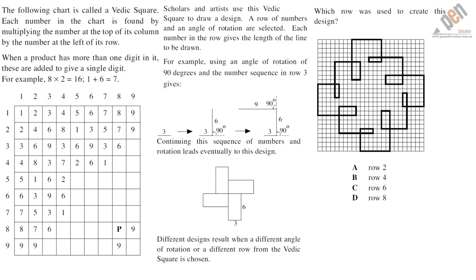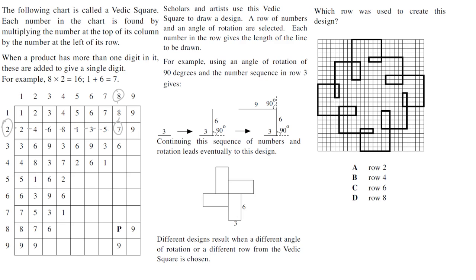For example, 8 times 2 is equal to 16, which we can see here. And the 1 and the 6 in 16 are added together to give you a 7, as you can see here. Scholars and artists use this Vedic square to draw a design.